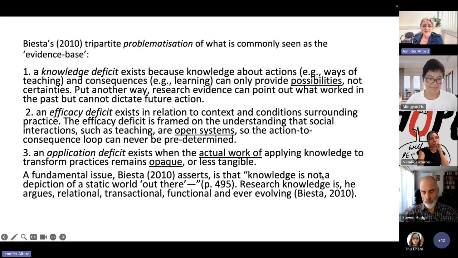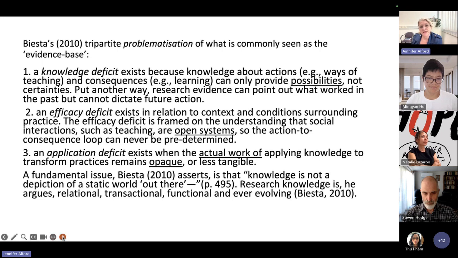He also suggests that an efficacy deficit exists in relation to context and conditions surrounding practice. And the efficacy deficit is framed on the understanding that social interactions, such as teaching, are open systems, so the action to consequence loop can never be predetermined. And lastly, the application deficit exists when the actual work of applying knowledge to transform practices remains opaque, vague, not tangible. So a fundamental issue, he asserts, is that knowledge is not a depiction of a static world out there, but that it is relational, transactional, functional, and ever evolving.